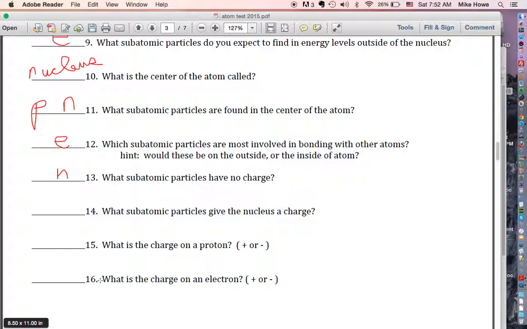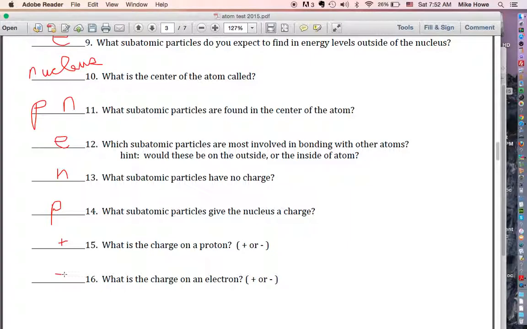So what subatomic particles give the nucleus a charge then? Well, we said protons and neutrons are in the nucleus. Neutrons, we just said, are neutral. Protons are positive, so it must be the protons that give it a charge. And the charge on a proton, again, is positive, and electrons are negative.